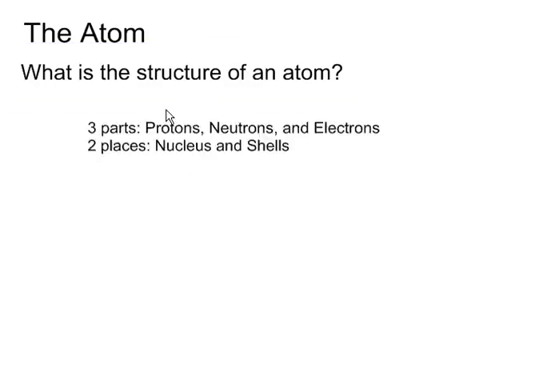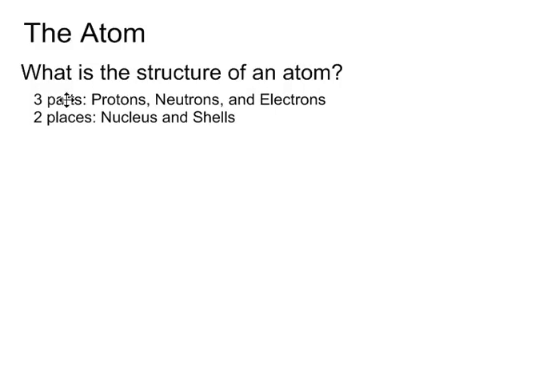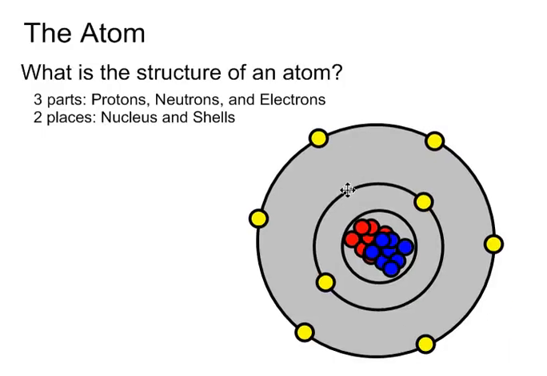It turns out an atom has some things we need to know about. It has three parts. It has protons, it has neutrons, and it has electrons. And there's two places in the atom that we need to know about: nucleus and shells. So let me bring my picture of the atom up here. This happens to be an oxygen atom.